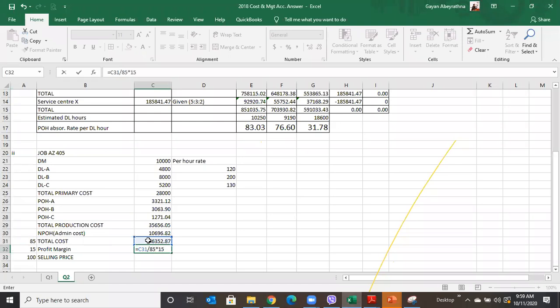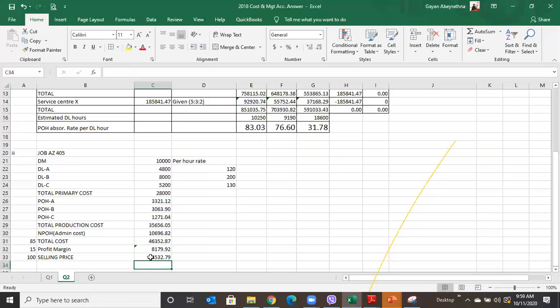Since it says on selling price, it is like this. If it had said on cost, we would directly take 115 for the cost. Okay, now you can get this answer. Now we can add these two together: total cost plus this profit. Then our final answer, the selling price of this job, is 54,532 and 79 cents. Got it?